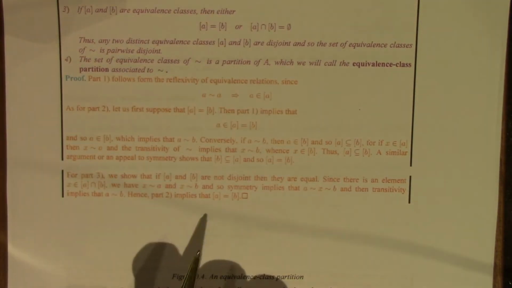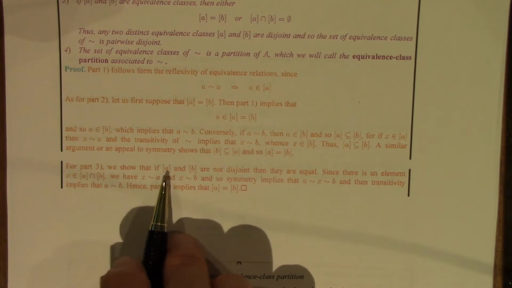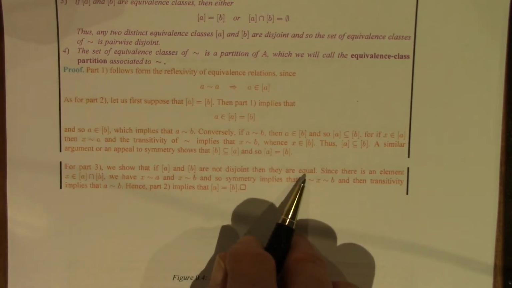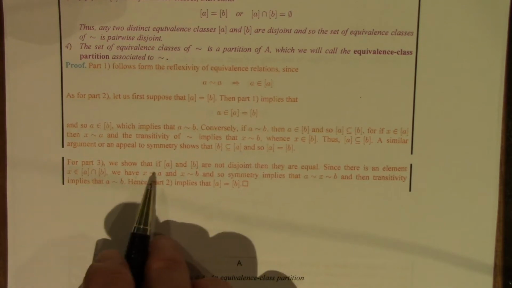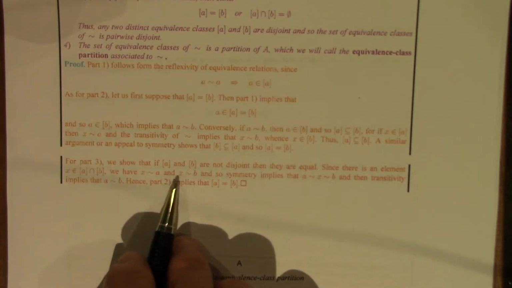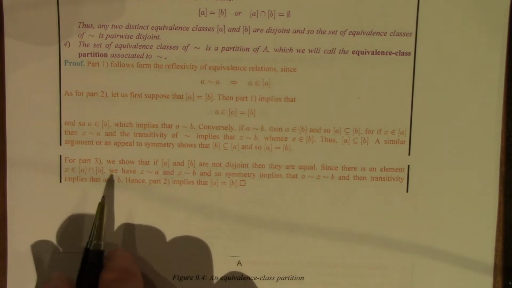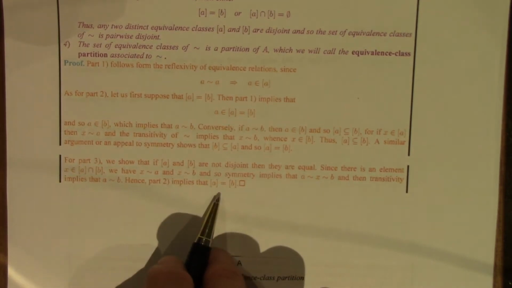For part 3, we have to show that distinct equivalence classes are disjoint. We can do that by showing that if these two equivalence classes are not disjoint, then they must be the same. Since they're not disjoint, there's an element x in their intersection. x is then equivalent to a, and x is equivalent to b, and so symmetry and transitivity show that a and b are equivalent. And therefore part 2 tells us that the equivalence classes are equal. So if two equivalence classes are not disjoint, they must be equal. And that completes the proof.